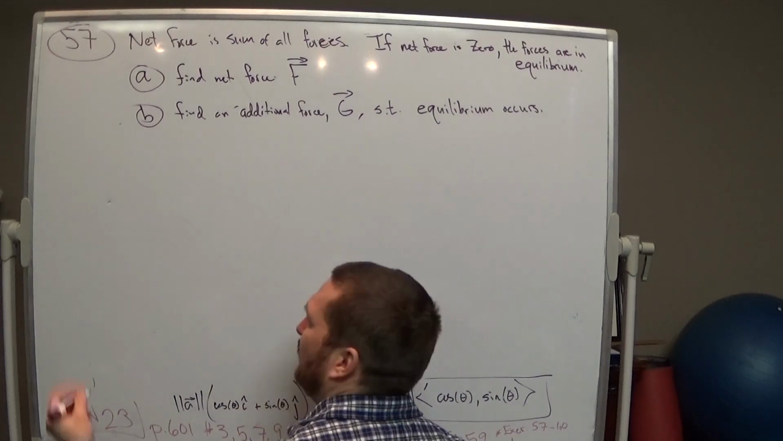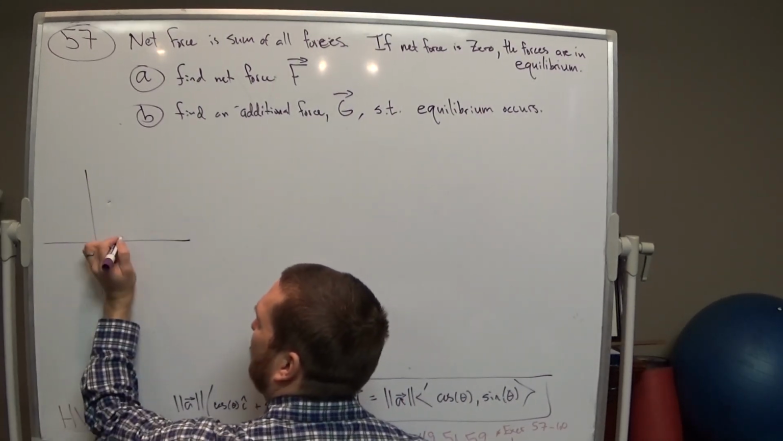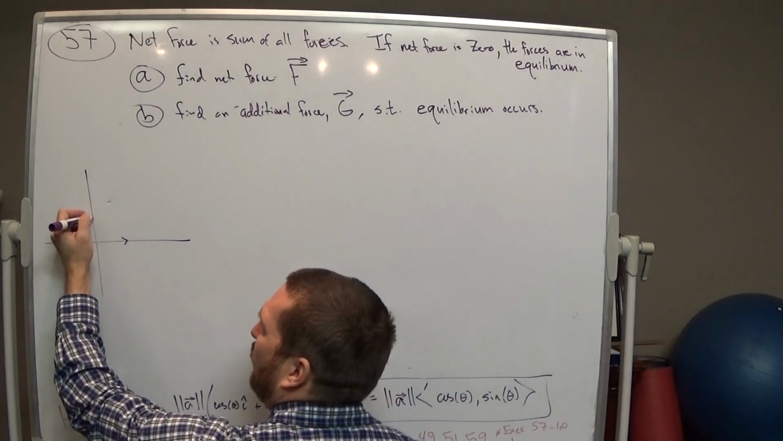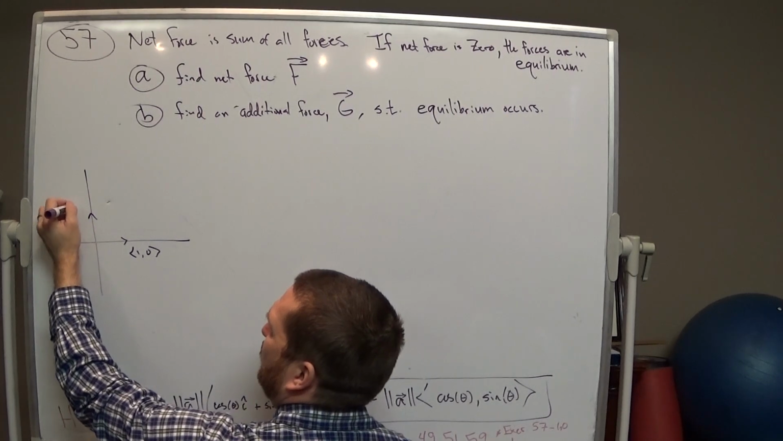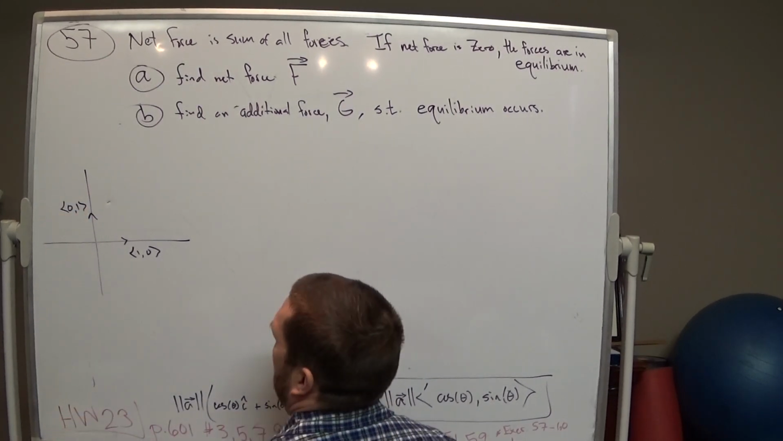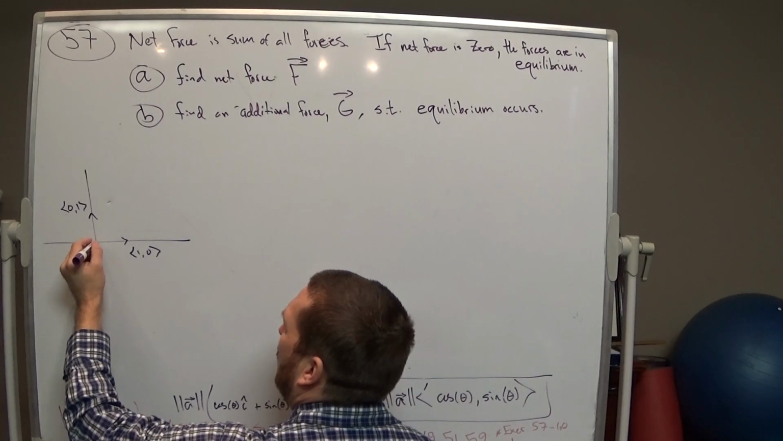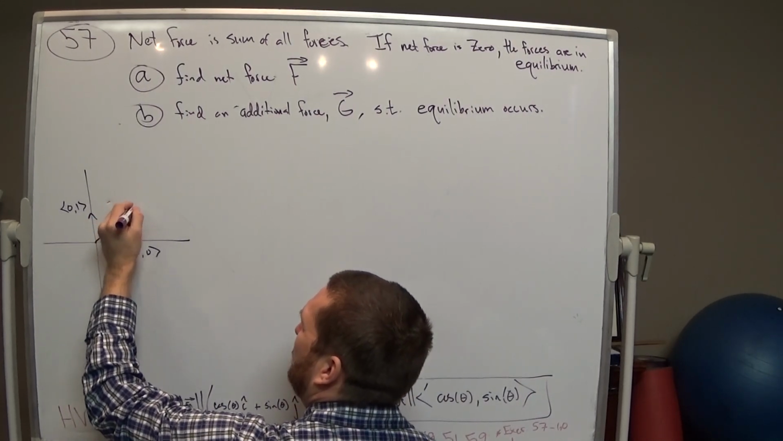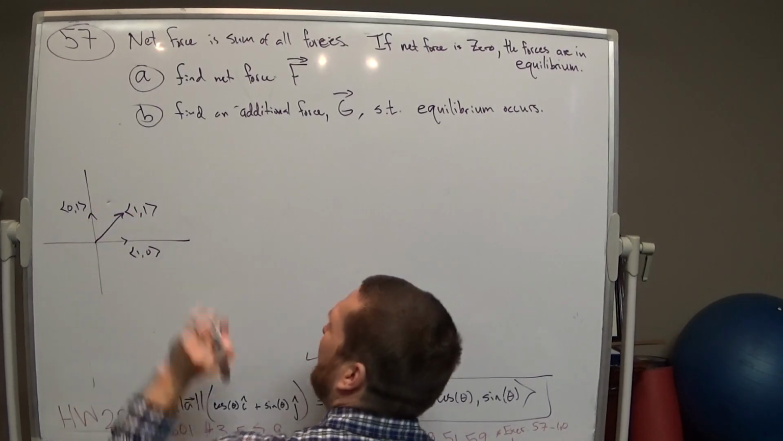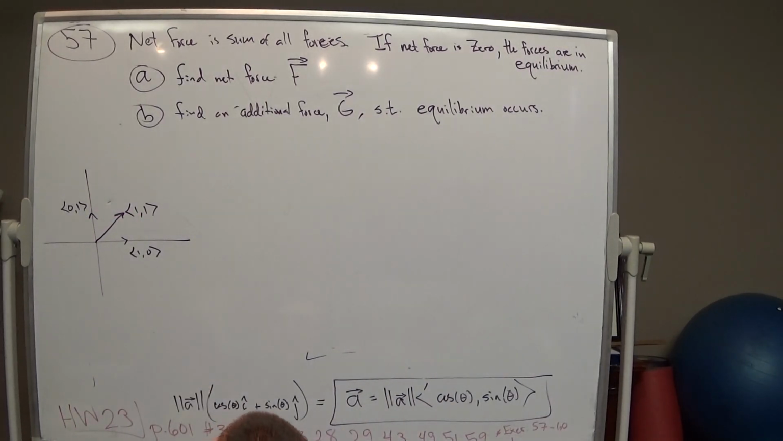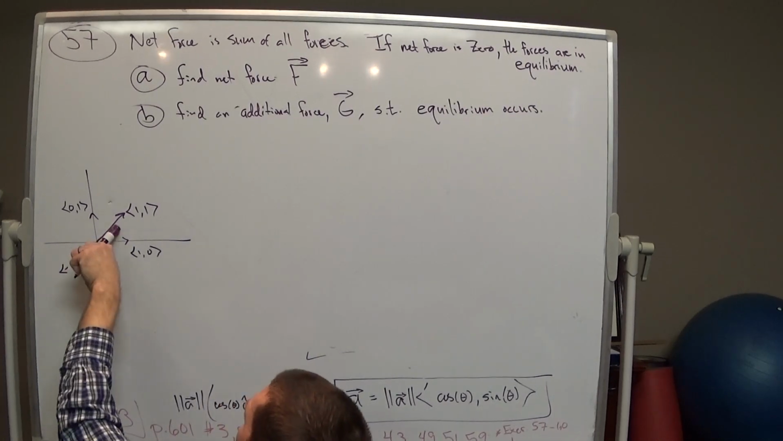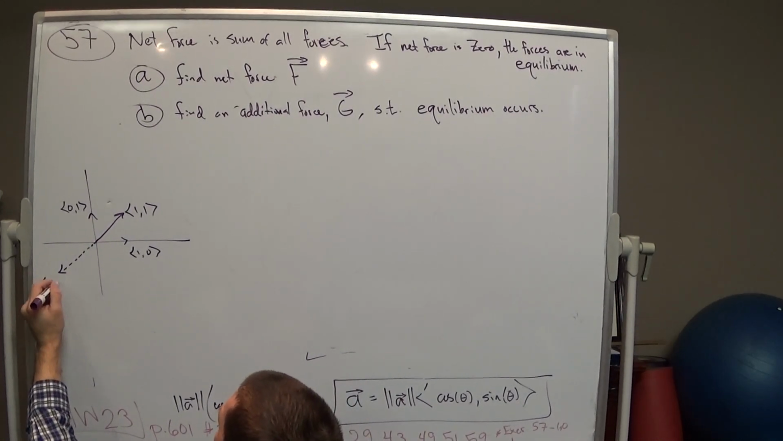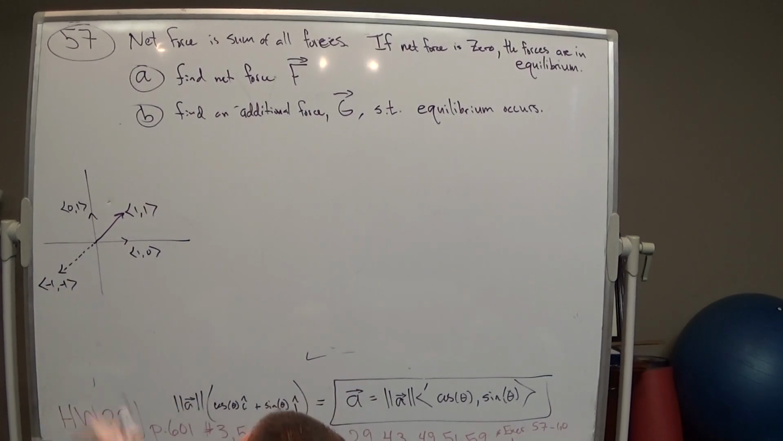For instance, if they gave you one force in the i-hat direction and one force in the j-hat direction, so the force 1, 0 and the force 0, 1, what would the net force be? 1, 1. It would be what you get when you add them together. So that's the net force. What additional force would make that 0? Negative 1, negative 1, right? Because if you have the exact negative of it, then when you add those together, the net force would be 0.